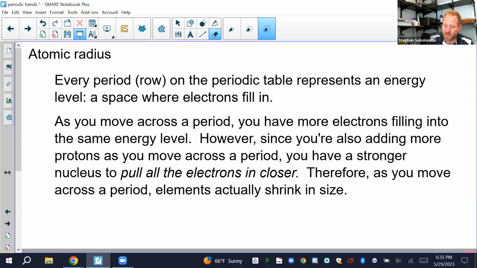Here's why. Since you're also adding more protons as you move across a period, you have a stronger nucleus to pull all of the electrons in closer. So the electrons are filling into the same energy level and the protons are gripping that energy level in closer. So as you move across a period, elements are actually shrinking in size.